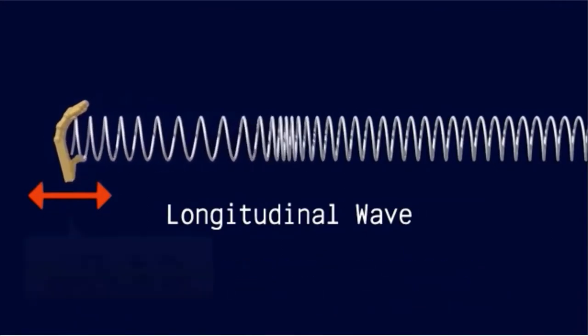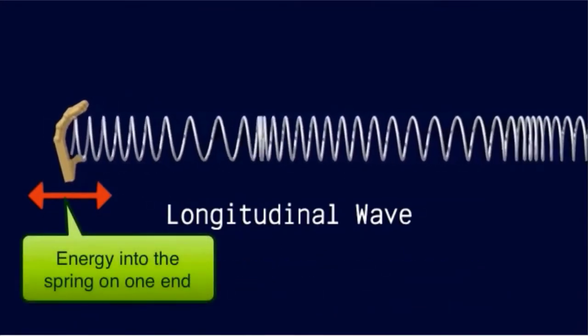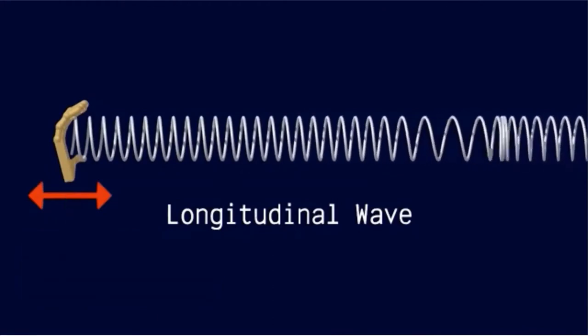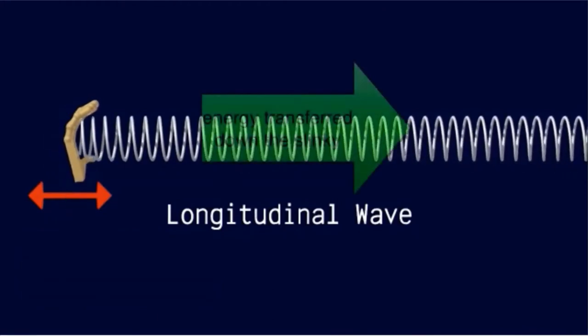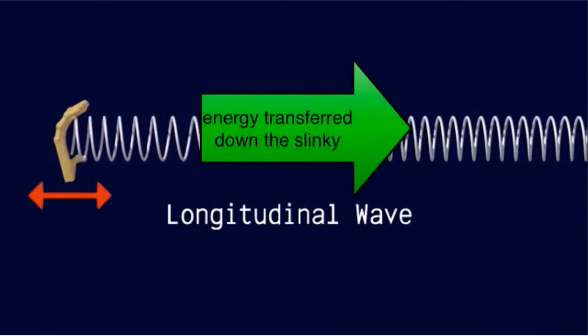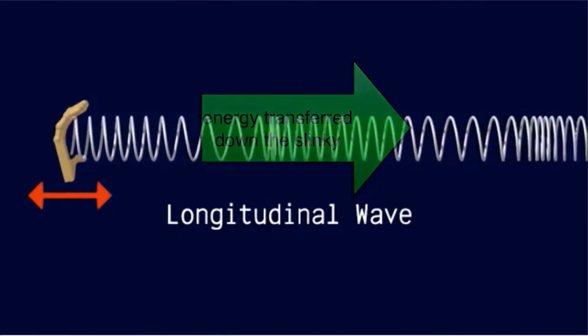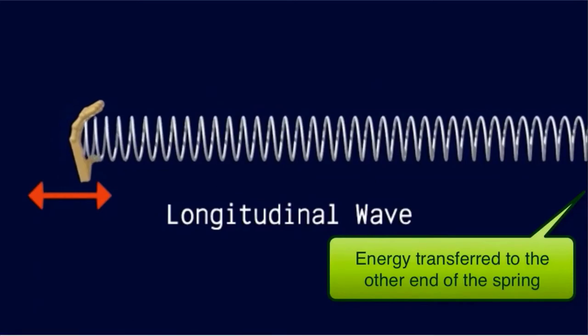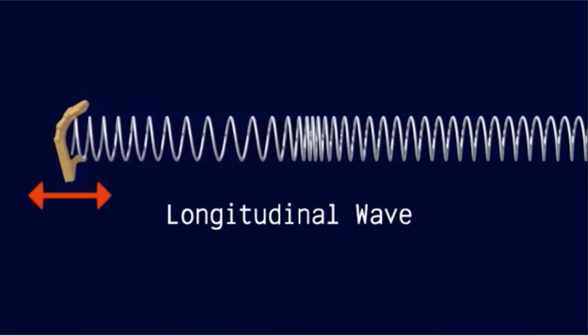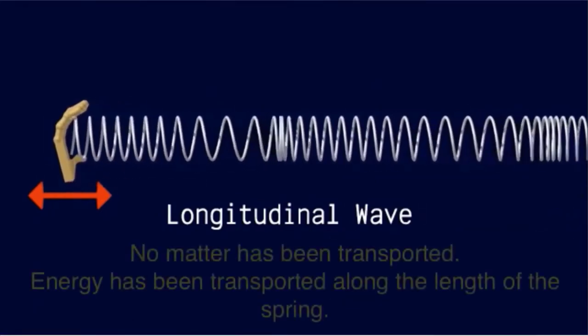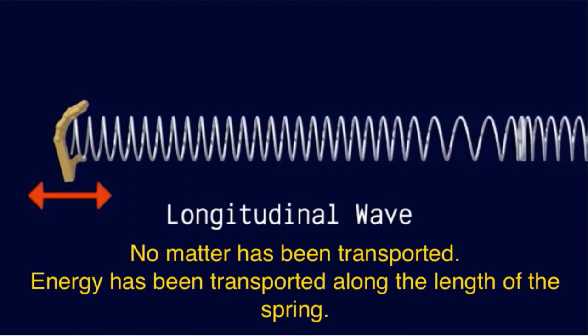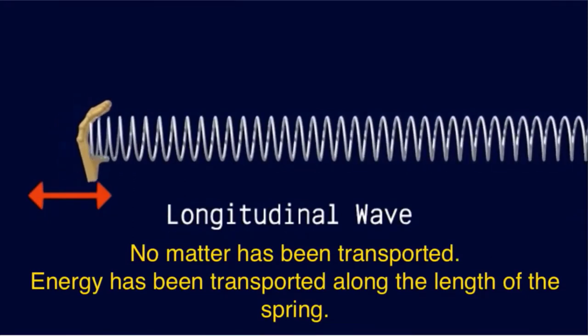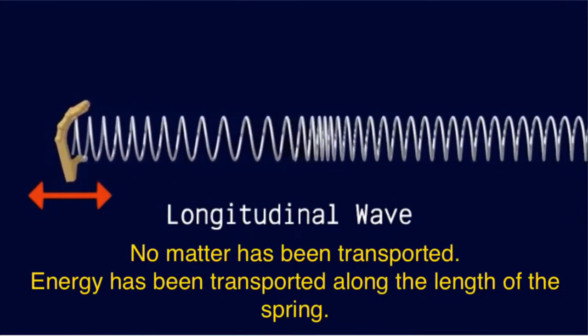Again, to generate the pulse, the person puts energy into the slinky, or does work to displace the slinky end in his hand. The energy is transferred progressively along the slinky to displace it. And at the end of the slinky, some distance from the person's hand, the energy is expended in displacing the opposite end. Again, no matter has been transported down the length of the spring, but energy has been transferred down the length of the slinky.